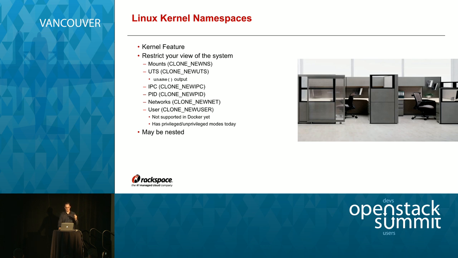Now, user namespace, as of the time I made these slides, was not supported in Docker yet, but the idea here is that you can have a user ID of whatever inside your container, and that can map to a user ID of something else outside the container. So you can do things like have user ID 0 inside the container so that you appear to be root, but that's actually mapping to a non-root user on the host system. And these can also be nested.